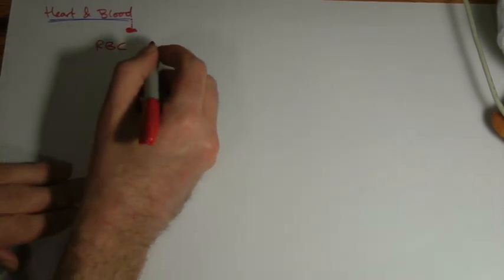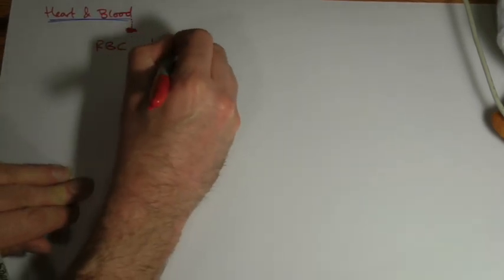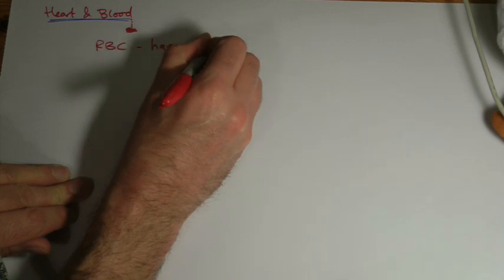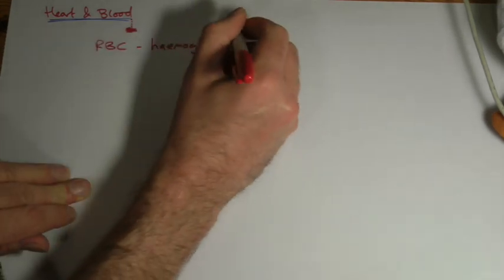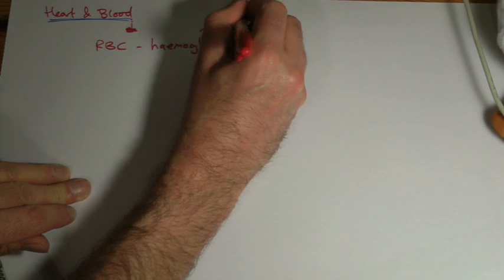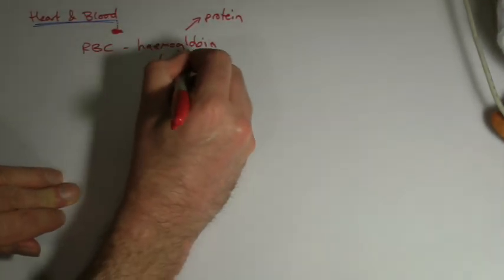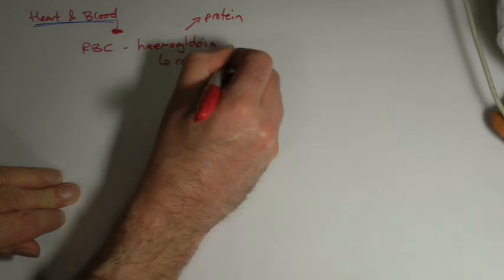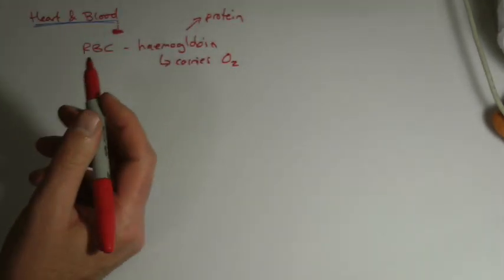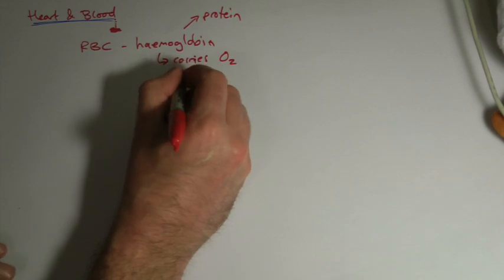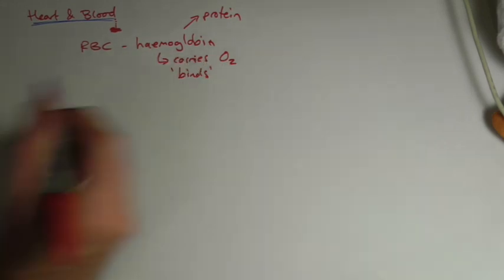Your red blood cells, I'm just going to put RBC, red blood cells, but a useful word to remember is this one, hemoglobin, which is actually a type of protein. And the hemoglobin, of course, carries the oxygen. So what the oxygen will do, it binds, there's another good word, it binds onto the hemoglobin.